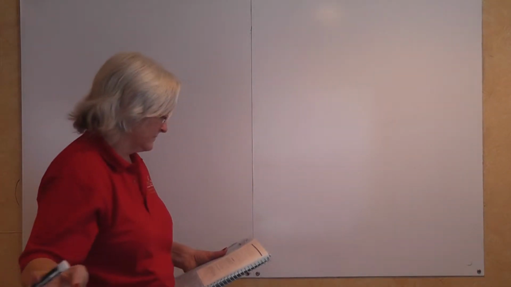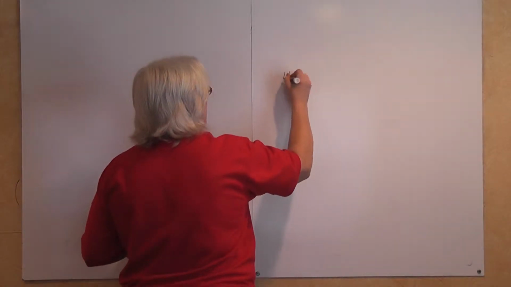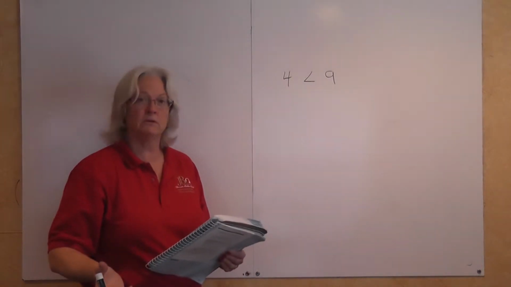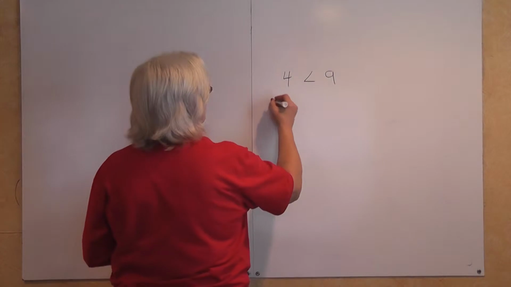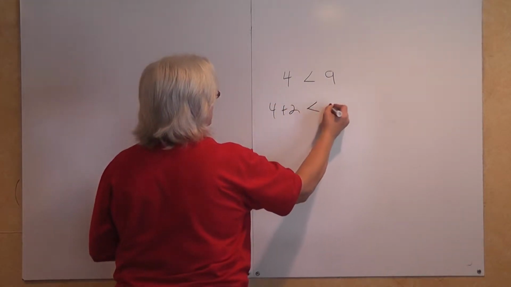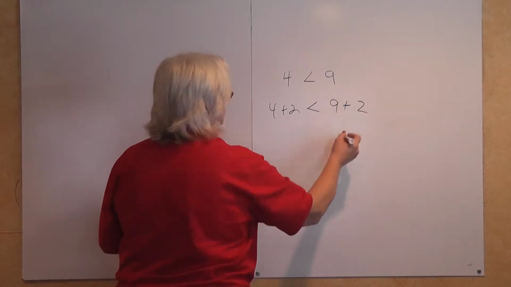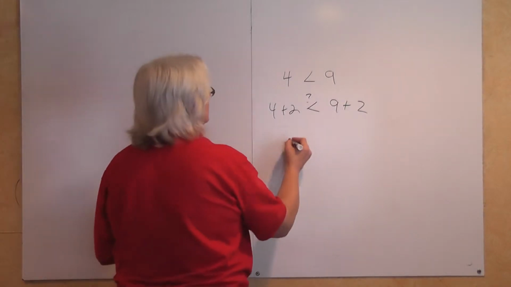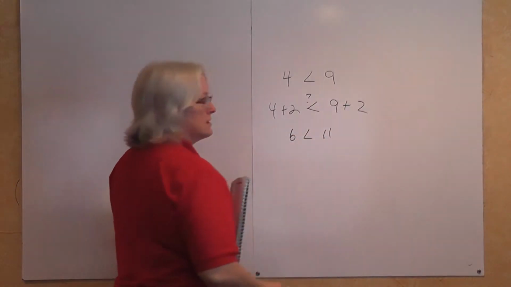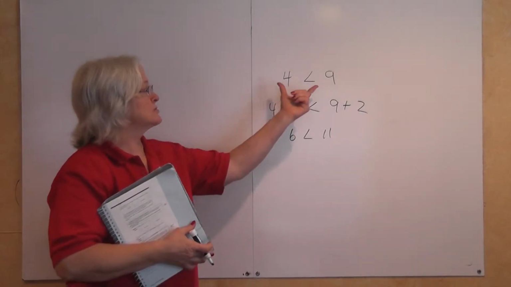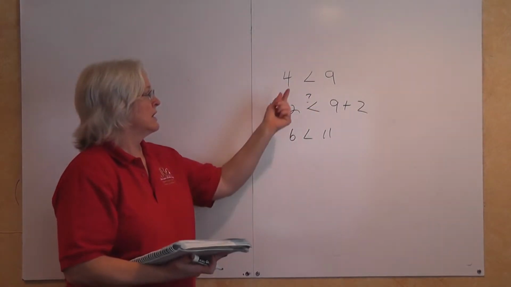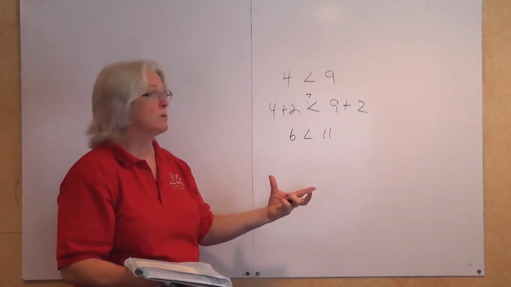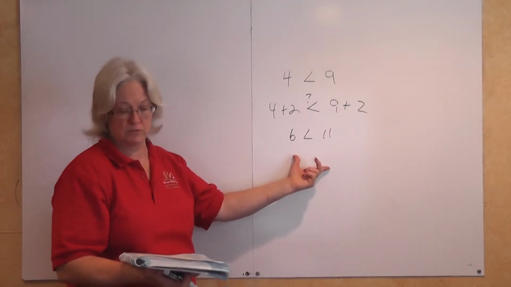So let's just look at something. What if we have 4 is less than 9? Is that a true statement? Well, what if we say 4 plus 2 is less than 9 plus 2? Is that true? Well, let's see. Yes. 6 is less than 11. So you see, if you start off with a number being less than another, you can add the same quantity to both sides, and you still have a true statement, don't you?